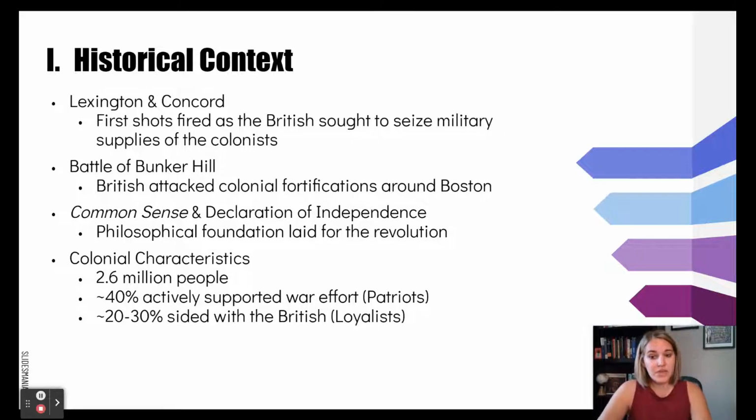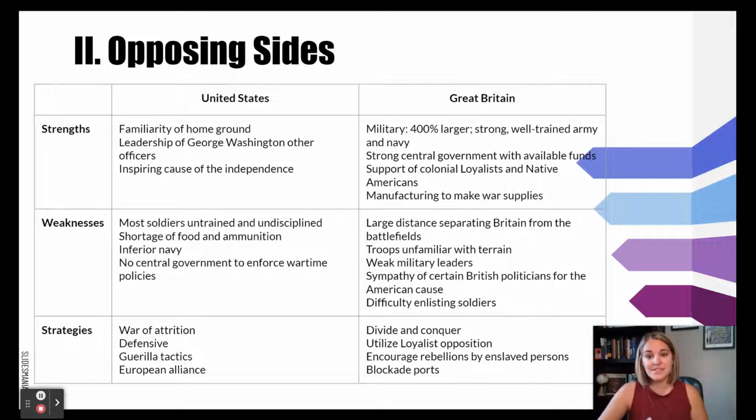So some basic colonial characteristics at the time, there's 2.6 million people. And of that 2.6 million, about 40% were called patriots, 20 to 30% loyalists, and the rest would have been considered neutral at the start of the war. So let's dive into the opposing sides here. Looking at the strengths, weaknesses, and strategies of the United States.